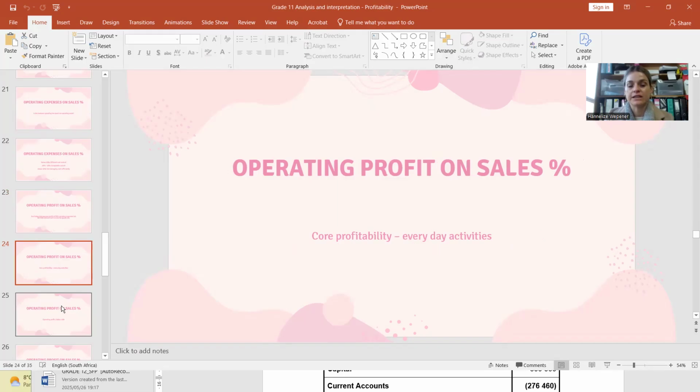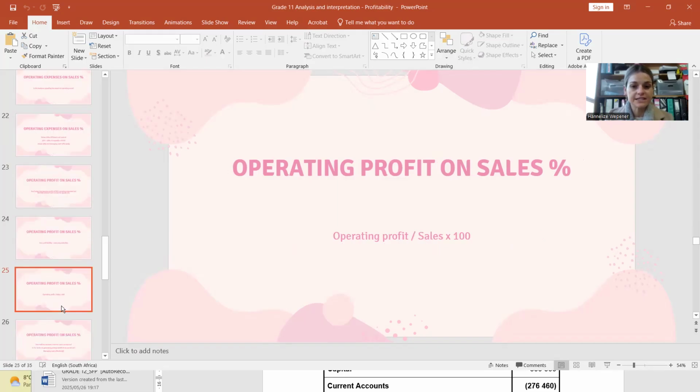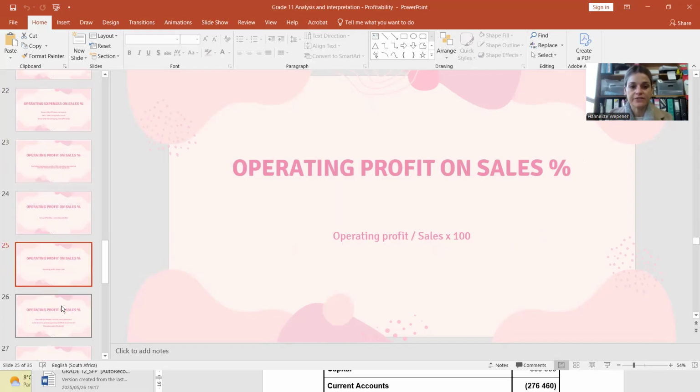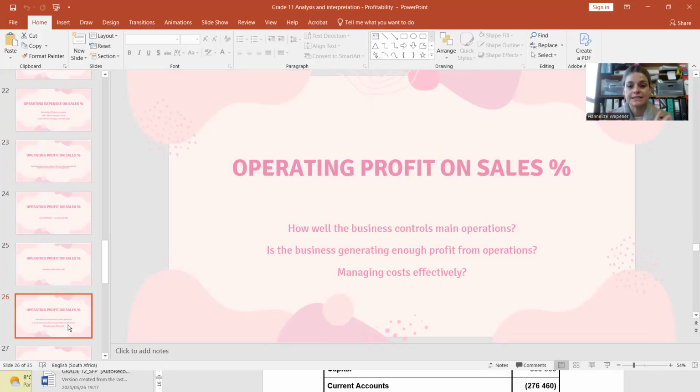And this is by just looking at your core operating activities, operating profit divided by sales times 100, because this also has to be in a percentage. So what does this tell me? Once again, it kind of goes hand in hand with your operating expenses on sales, because remember there you see only looking at the expenses, how much do I have?